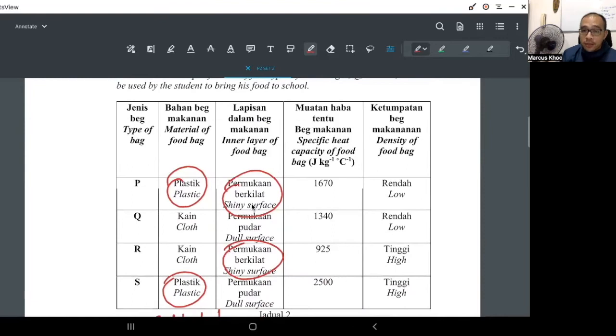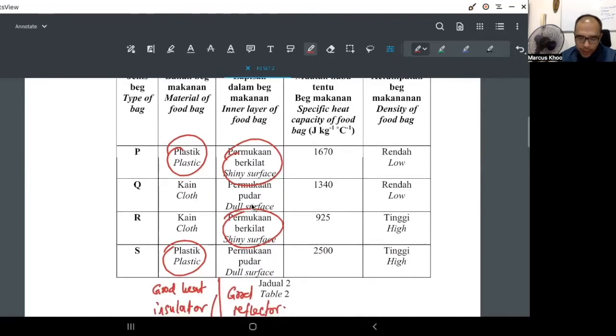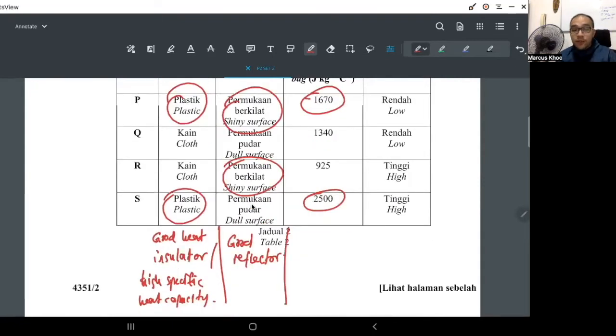Okay, the specific heat capacity of the food bag, obviously it has to be high lah. Okay, so we want high, so we're thinking about this one or possibly this one. Okay, the two highest ones. Okay, why do we want a high specific heat capacity? Usually we say high specific heat capacity gets hot slower. Okay, it takes a longer time to become hotter.